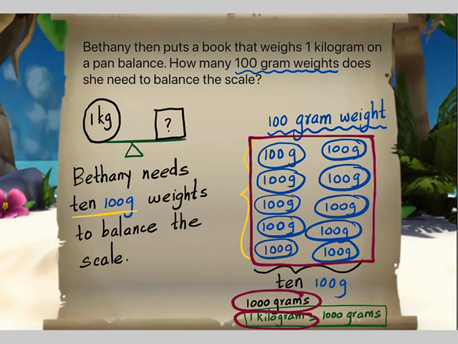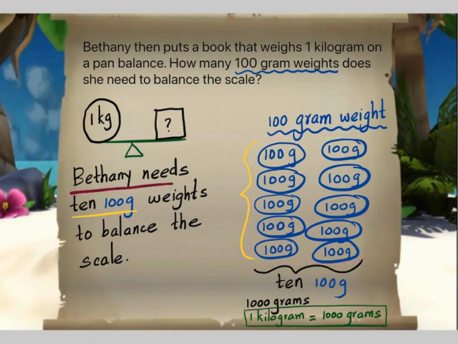So the statement for this question should be, Bethany needs 10 100-gram weights to balance the scale, period. And now let me fill the unknown. So 1 kilogram can be balanced by 10 100 grams.